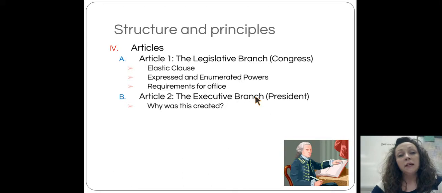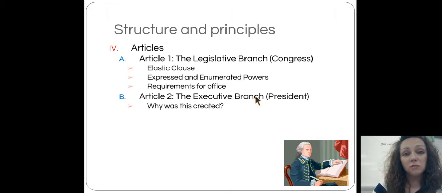So why was the executive branch created? If you can think back to when we had the Articles of Confederation, we really had no one person that was in charge of our government. We had the president of the Congress, or of the legislative branch, but we didn't have a distinct executive leader, okay? So that's why this was created.